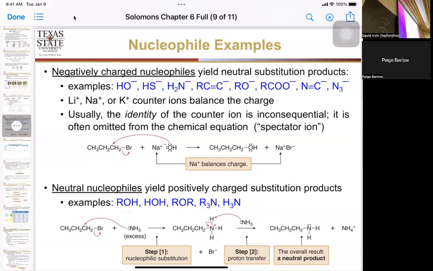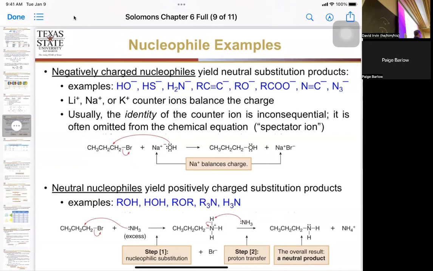Now, do you have to have a negative charge to be a nucleophile? No, you can have Lewis bases that are not negatively charged, right? Anything with lone pairs can be a nucleophile. They might not be as strong, but they have a lone pair. Anything that's a Lewis base, anything that has a lone pair can act as a nucleophile.